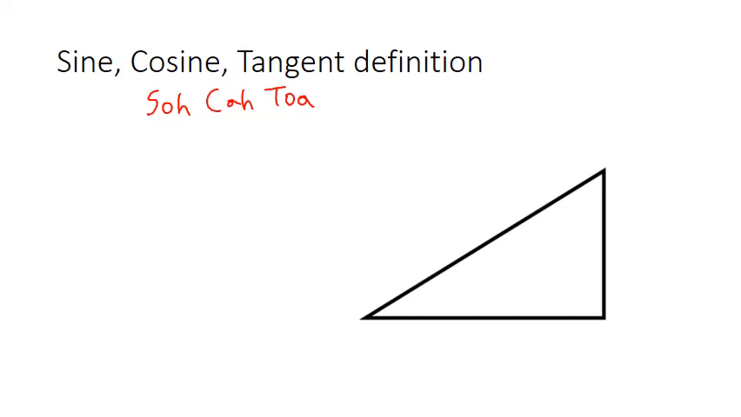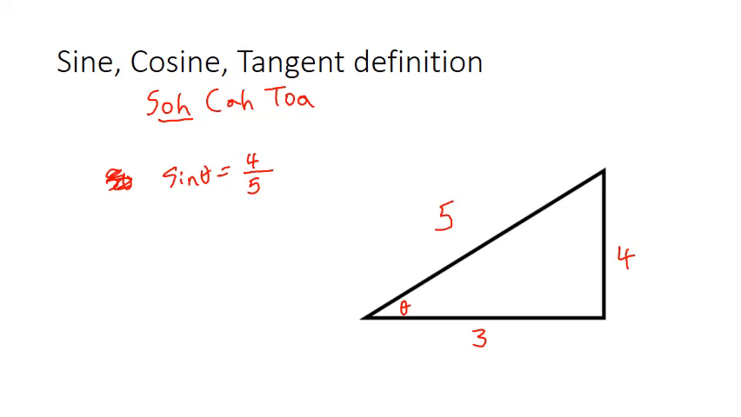So if we have an angle theta, and suppose that theta is in a triangle that has 3 and 4 as the legs and 5 as the hypotenuse. So what would the sine of theta be? Remember that sine is opposite over hypotenuse. In this case, our opposite is 4, and our hypotenuse is 5. So sine of theta would be 4 over 5.